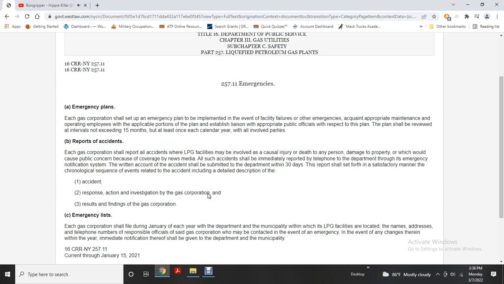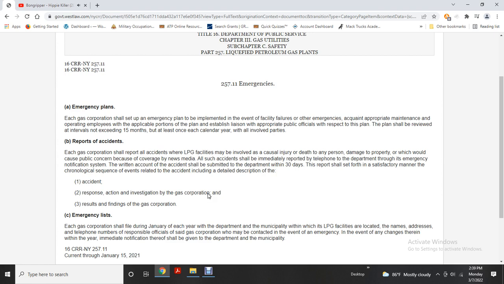Report of accidents. Each gas corporation shall report any accident at a liquid petroleum gas facility that involves casualty, injury, the death of a person, or damage to property, which will cover public concern or coverage by the news media. All such accidents shall be immediately reported by telephone to the department through the emergency notification system. A written account of the accident shall be submitted to the department within 30 days.